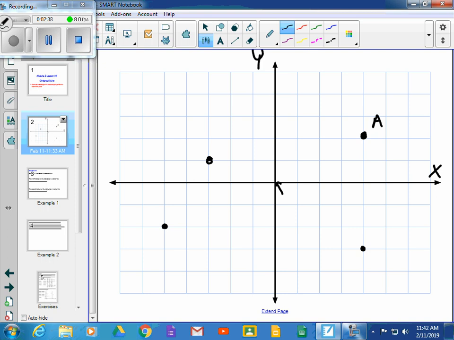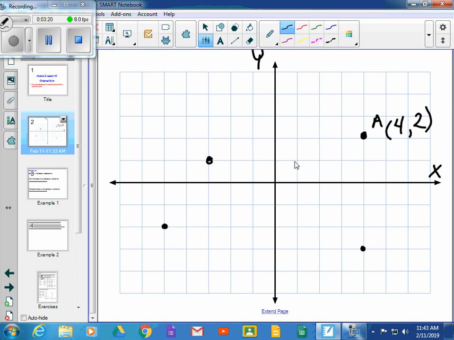Or think of it like an elevator. You have to first walk left or right to get in the elevator, and then you can go up or down the elevator. So if I'm going from the origin to A, I have to go to the right 4 spaces. That means my first coordinate is going to be 4, positive 4. To the right is positive. From there, I have to go up 2. Going up is a positive number, so I will have coordinates of 4, 2.